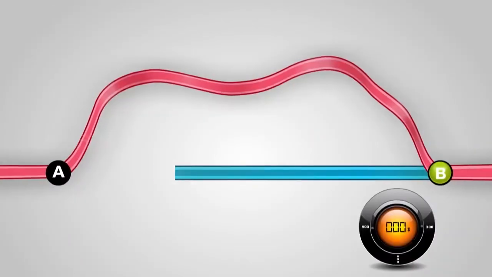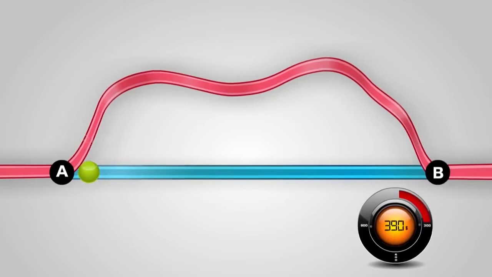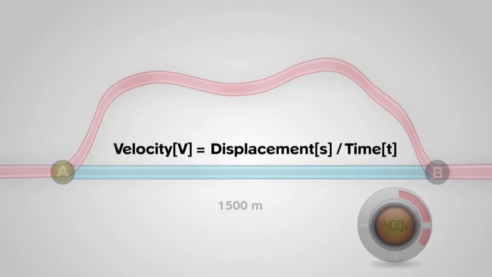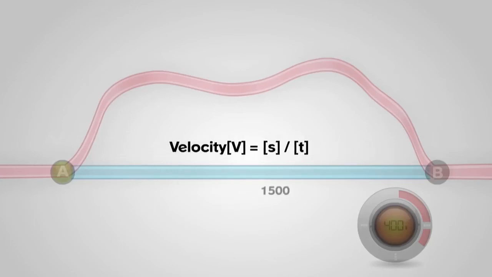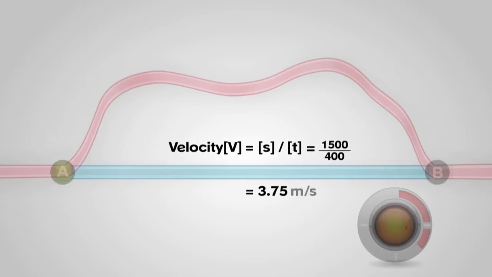When we calculate the displacement of the object between the same points per unit time, we will obtain its velocity. That is, velocity is the rate of change of displacement. So, velocity v is equal to displacement by time. That is, 1500 by 400 is equal to 3.75. The SI unit of velocity and speed is meter per second.